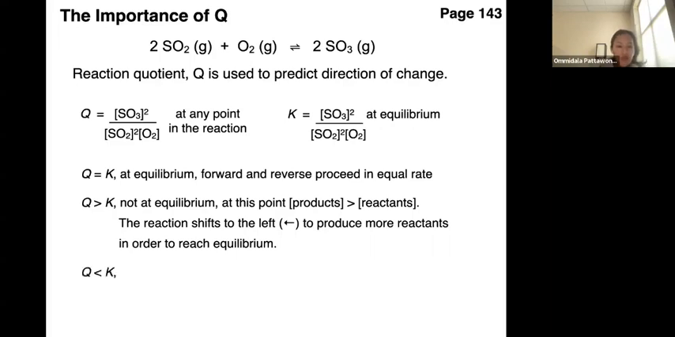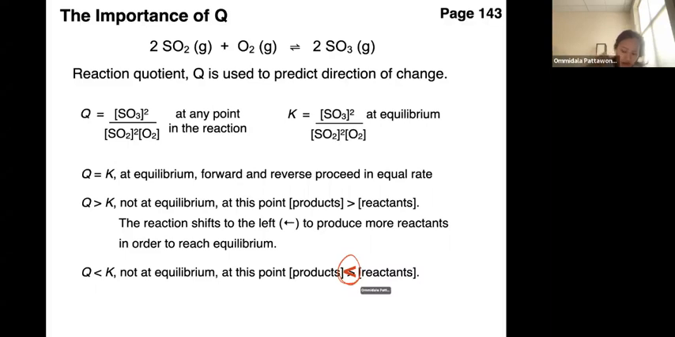Now, when Q is less than K, this is going to be the opposite scenario. Q less than K indicates that you have less of the product, and at this point you have more of the reactant, because you have a higher value in the denominator than the numerator, so you end up with a small value. So this tells us that this point is not at equilibrium yet. At this point you have more of the reactant than the product. Just make sure that you correct that sign right there.